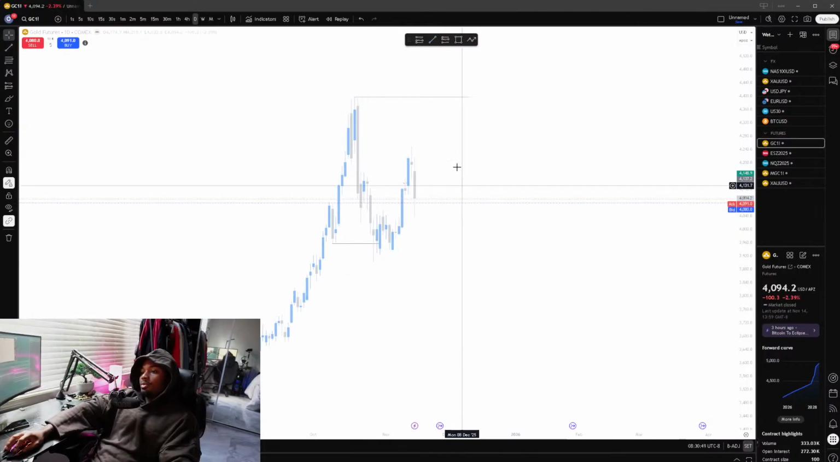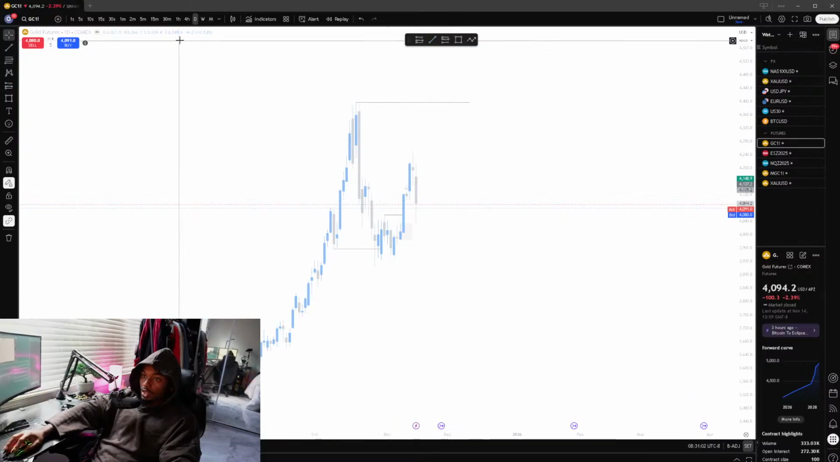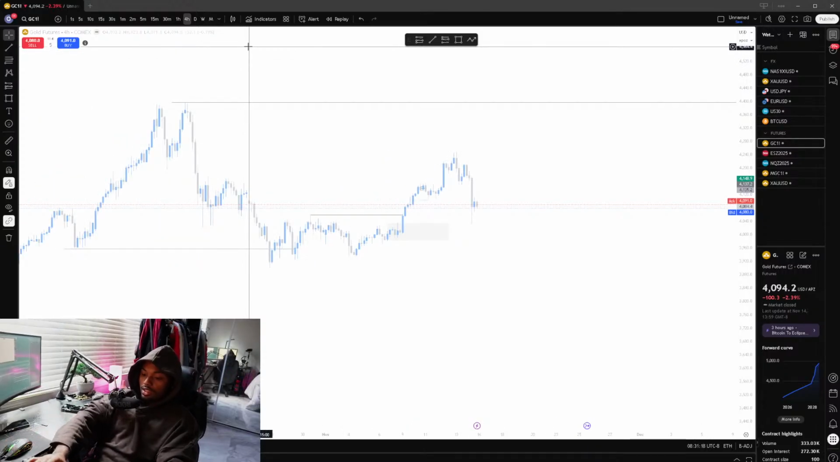Now from there, it looks like we tapped into an S&D and broke intermediary structure here. So now we can drop down to our lower time frames to start finding our POIs and points of liquidity, and basically figure out where exactly price wants to head, etc.